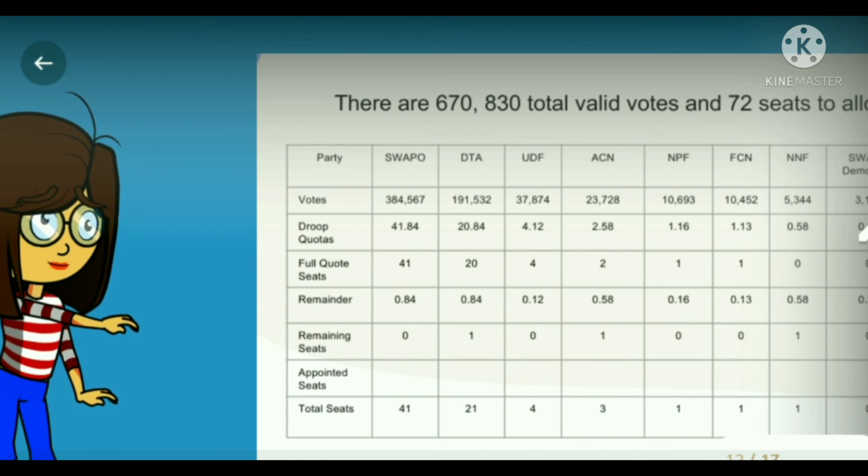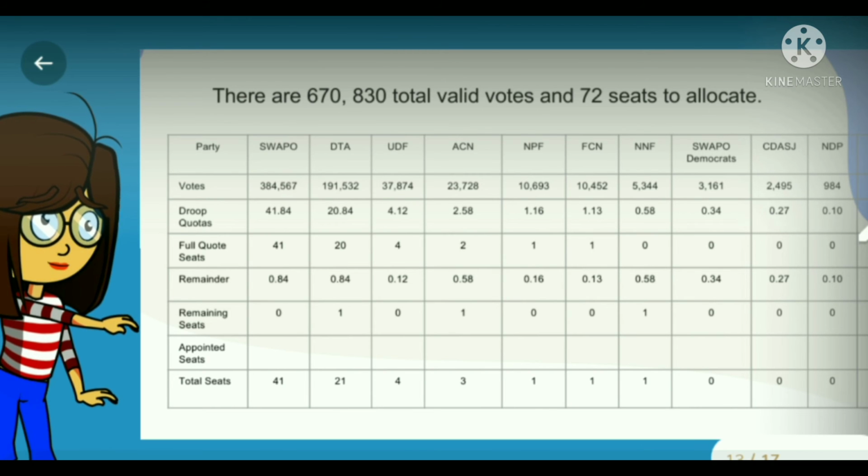Okay, then actually there are a total of 78 seats in the parliament. 6 of them were directly appointed by the president. Now let's proceed to the total seats of each party. SWAPO got the highest seats, which is 41, DTA has 21, UDF has 4, ACN has 3, NPF has 1, FCN has 1, NF has 1, and SWAPO Democrat 0, 0, 0. So a total of 72 seats has been allocated.